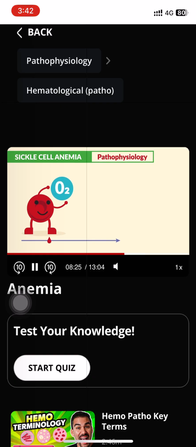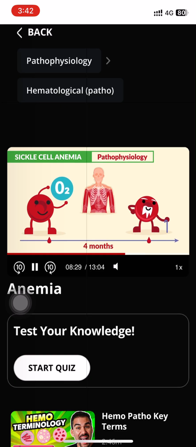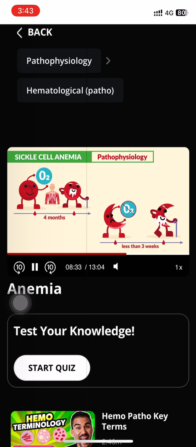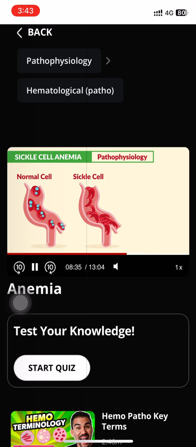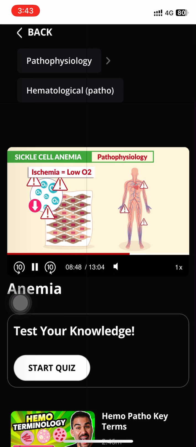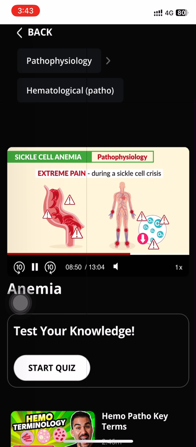Normally the RBCs have a lifespan of 4 months and carry oxygen around the body for adequate perfusion. But in sickle cell anemia, the lifespan is less than 3 weeks. They can't carry adequate oxygen to perfuse the body and get clogged inside tiny blood vessels, blocking or occluding the blood supply to the extremities and vital organs, which causes ischemia, that lack of oxygen to the body tissues. And this causes extreme pain during a sickle cell crisis.